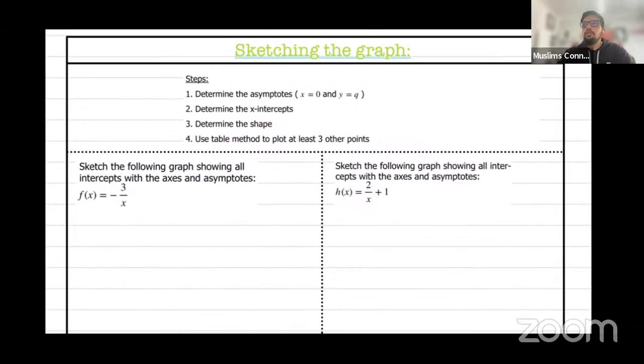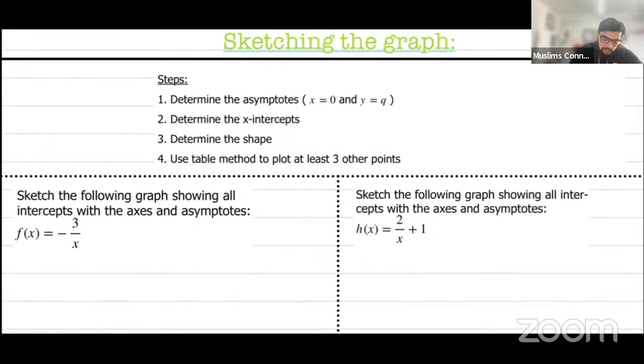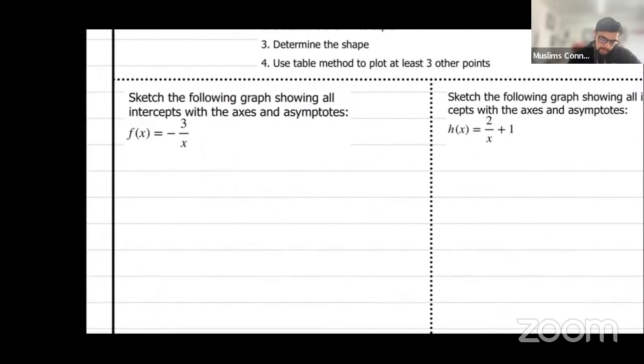Now, let's go ahead and do an example of sketching if we are given the formula. So the steps are to determine the asymptotes. x is equal to 0 is always going to be the vertical asymptote, and y is equal to q is always going to be the horizontal asymptote. Determine the x-intercepts, determine the shape, and then use a table method to plot at least 3 other points. Now, let's have a look at it. Sketch the following graph showing all the intercepts with the axes and asymptotes.